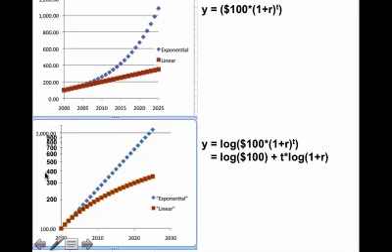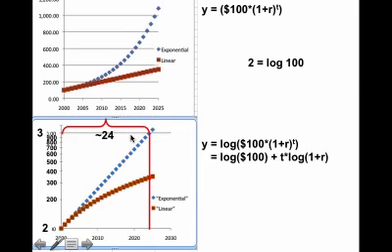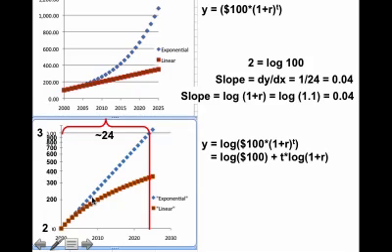Now, if we graph this on a semi-log graph, instead of putting the value of the money on the y-axis, we put the log of the value of the money on the y-axis. We see that the exponential curve is now straight. We see over 24 years, we get an increase in 1, and so the slope of this graph is 0.04, which is the log of 1 plus 10%.